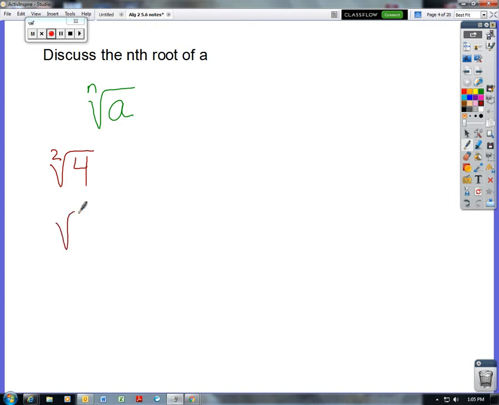So if you want to do the cube root of 8, we have already worked with that too, haven't we? Cube root of 8, you'd write it like this. And you ask yourself what number times itself 3 times would equal 8, and that would be 2. So those are some things that you are already familiar with. The n is called the index number. And the a is called the radicand.